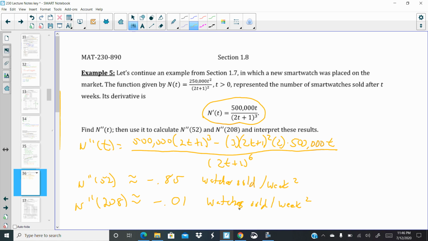So it looks like at 1 year, the rate of change of the number of watches sold is decreasing at a rate of negative 0.85, and at 4 years, which is 208 weeks, the rate of change of the watches sold is changing at a rate of negative 0.01, or it's decreasing at 0.01 watches sold per week squared.